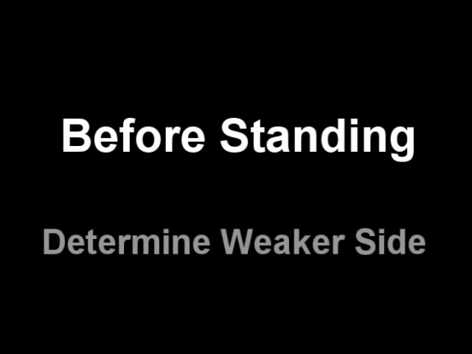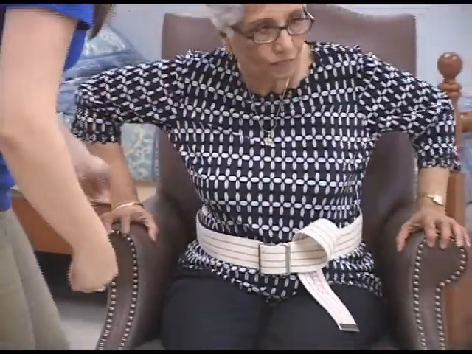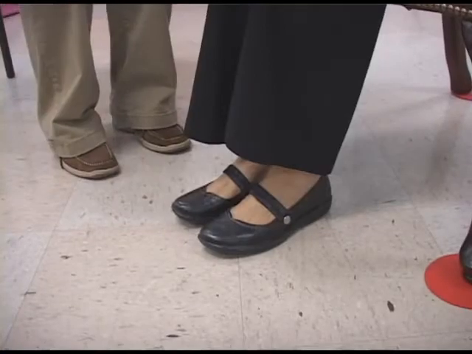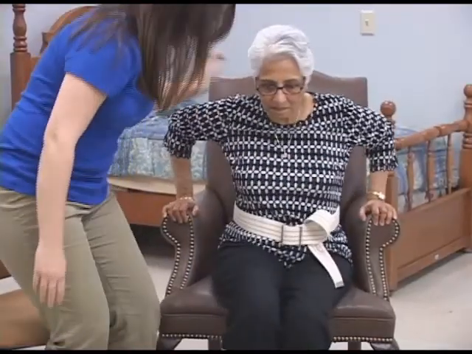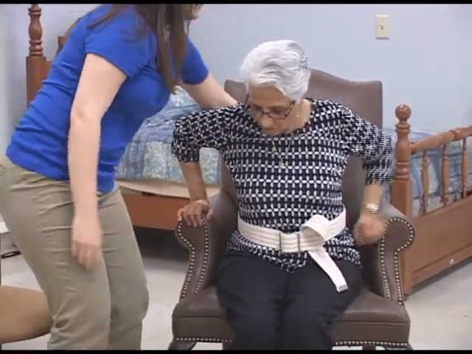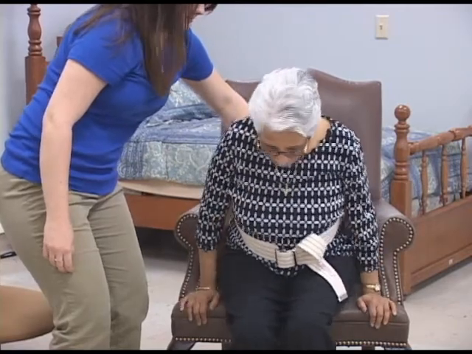When getting ready to stand, ask the individual if they have a weaker side. You will want to stand on that side throughout the process described below. If they do not identify a side as weaker, then you can stand on either side to assist. First, get the older adult to scoot to the edge of the chair so their feet are flat on the ground and under their knees. Only their bottom and upper thighs should be on the chair.